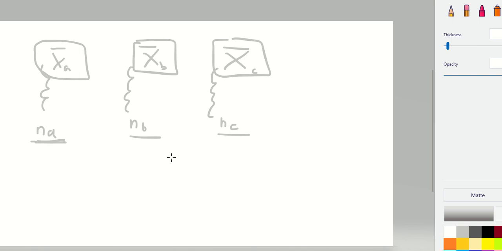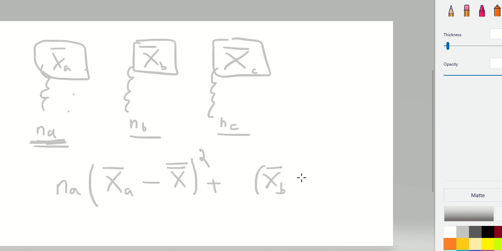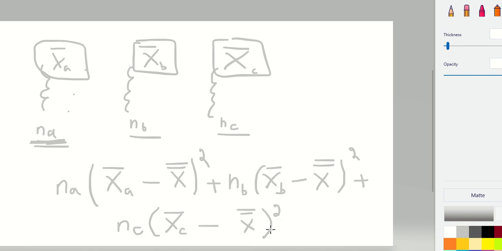How do we calculate the between? Well, the between is going to be the average of group A minus, remember, it's a sum of square, so you're going to take a difference, minus the average of the averages. You square that difference, and you repeat that as many times as NA, so you multiply by NA. Plus you take the average of group B minus the average of the averages, square, and multiply by the number of observations in group B. Plus the average of group C minus the average of the averages, square, and multiply by the number of observations. That is the sum of square between.